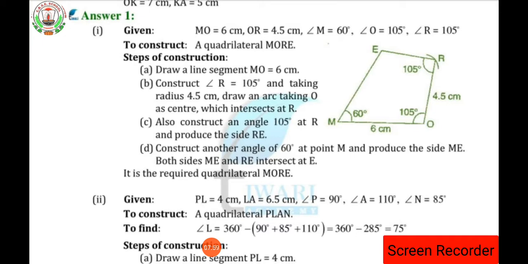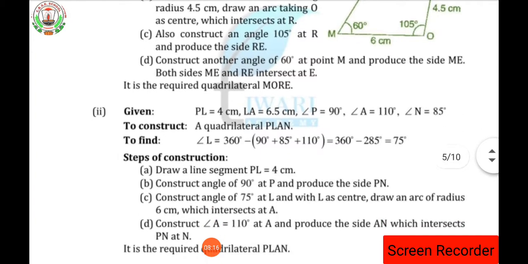Then you have to join M to E and R to E. Clear? Here it is not asked to measure the angle E. So angle E will not be measured by us as well as not given in the question. So we will leave that. Clear? So these are the constructions which you have to do for question number first. Clear everyone? Next, second part of the question.